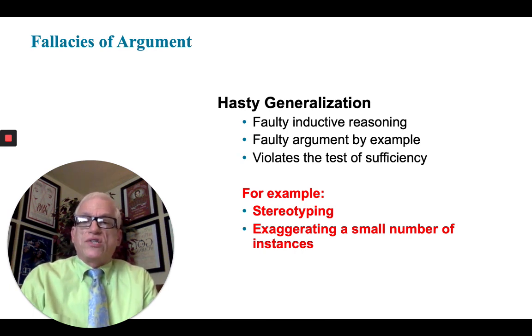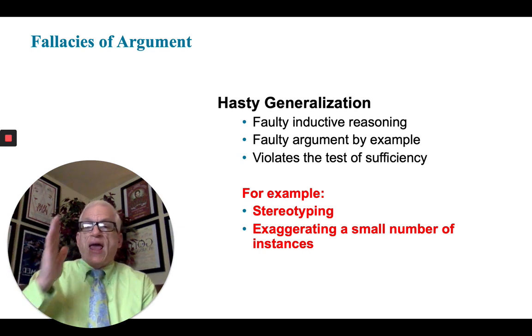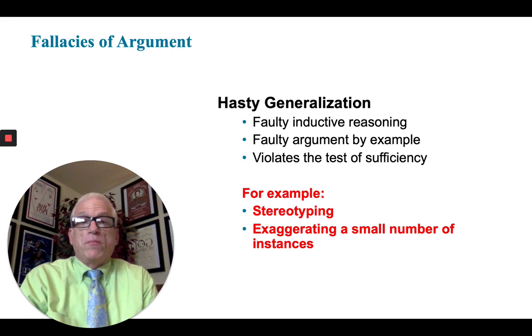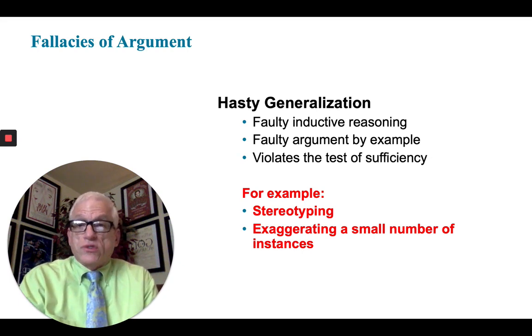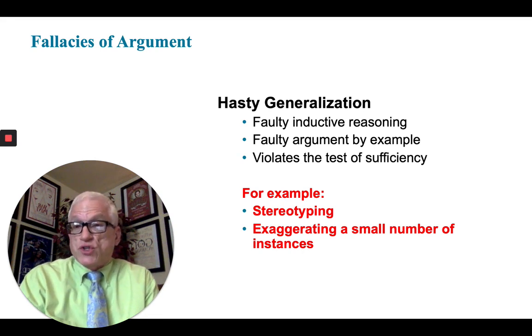This is faulty inductive logic. Remember, inductive logic is specific to general. You're generating a list of examples and then generalizing that the entire broad general category must be true. This is faulty argument by example, and more often than not, it violates the tests of sufficiency. It can also violate the test of representation as well.